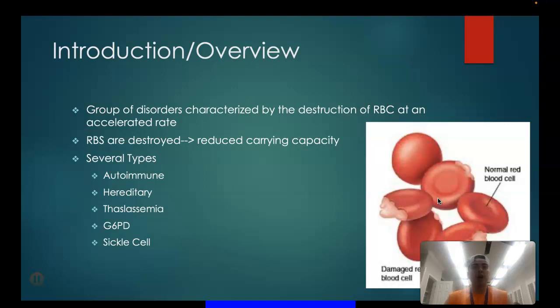This results in a reduced oxygen carrying capacity and can lead to a range of symptoms, including fatigue, weakness, shortness of breath, and pale skin. Now, there are several types and subsections of hemolytic anemia. There's autoimmune, hereditary, thalassemia, G6PD deficiency anemia, and sickle cell anemia.